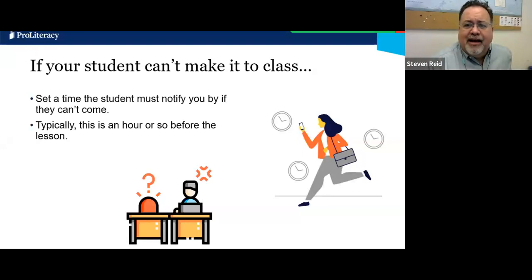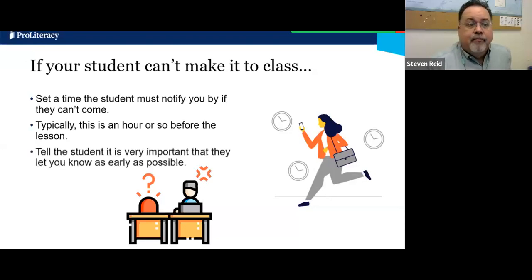In a classroom setting, I think it's still a good idea to set up a way for your student to communicate with you if they are not going to be in class, and that way you're not just left wondering, are they dropping the class, or did they just miss this week? And talk to your student about how important it is that they tell you as early as possible.